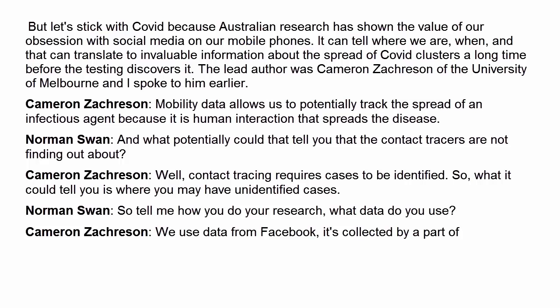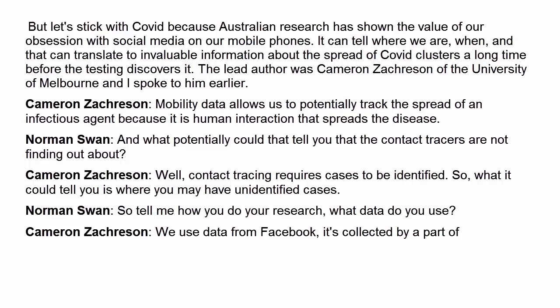Mobility data allows us to potentially track the spread of an infectious agent because it is human interaction that spreads the disease. And what potentially could that tell you that the contact tracers are not finding out about? Well, contact tracing requires cases to be identified. So what it could tell you is where you may have unidentified cases. So tell me how you do your research. What data do you use?